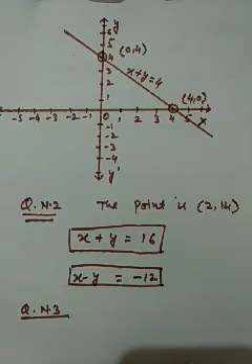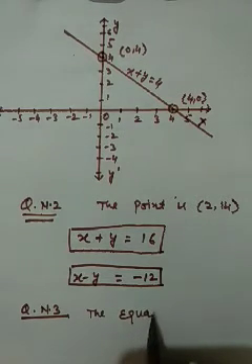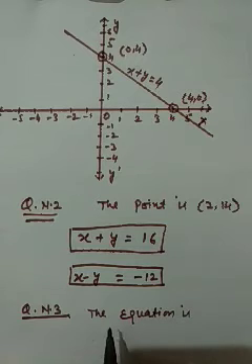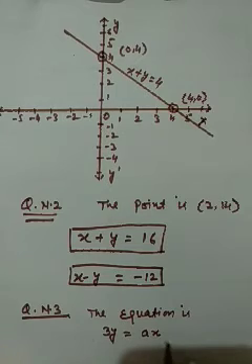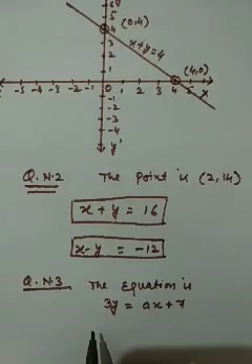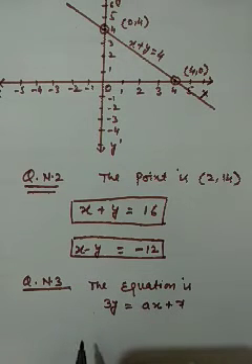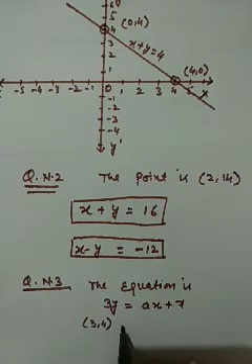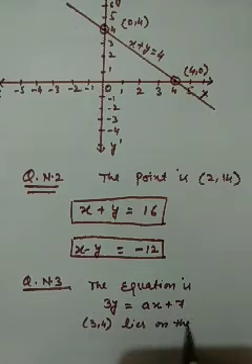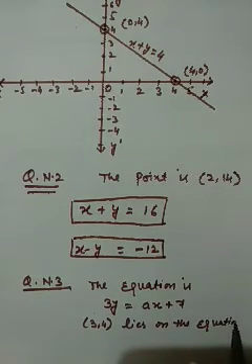The question number 3 is: if point (3, 4) lies on the graph of the equation 3y is equal to ax plus 7, then find the value of a. First of all, the equation is 3y is equal to ax plus 7. Now the point (3, 4) lies on the equation. This point lies on the equation.